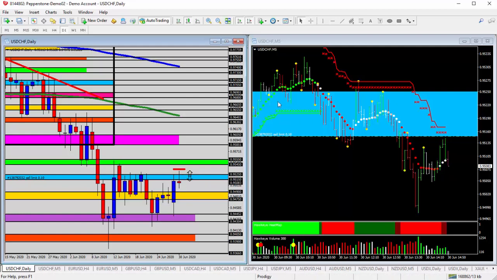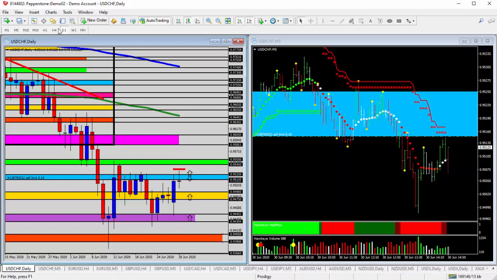We could target back down to the yellow zone, which is 94.90, 94.75. Beyond there, the purple zone becomes a pretty decent target. That sits down there at 94.45, 94.30. And of course, the ultimate low down there, the orange shaded area, sits at 94.05, 93.90.